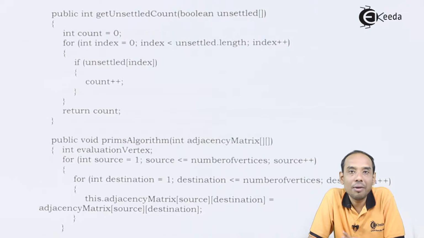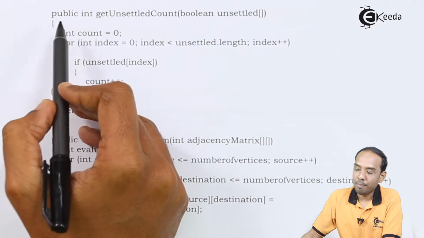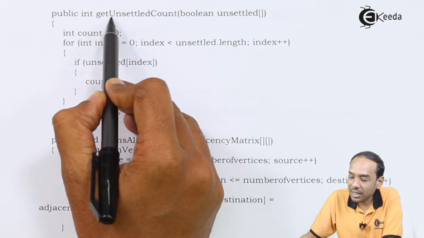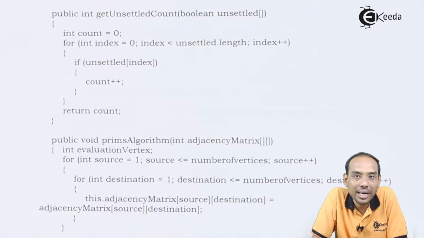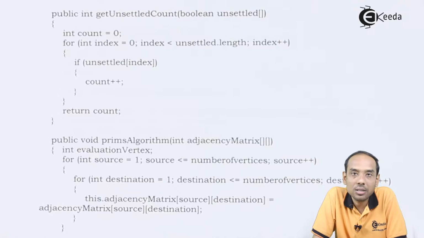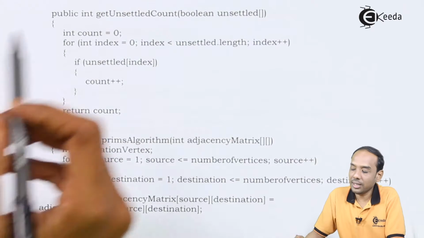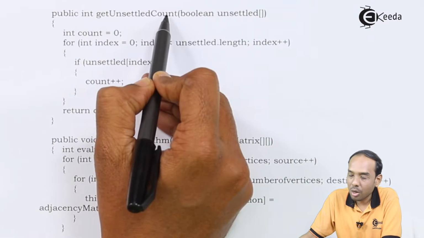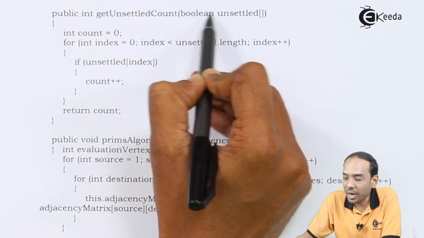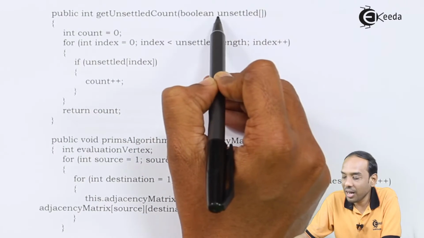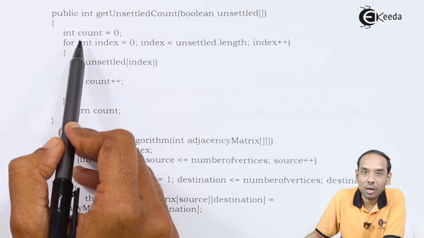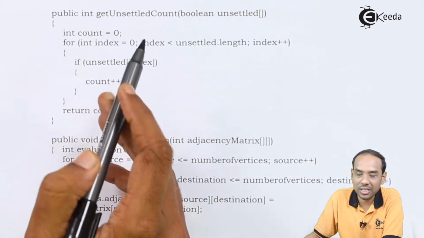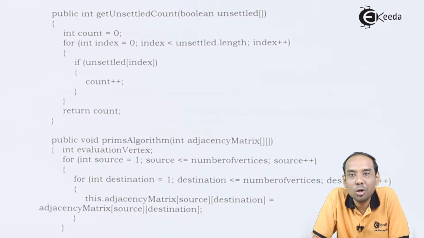It is very important to have the count. Let us begin with the topic. We write down public int get unsettled count. As the function name suggests, we are going to try to get the unsettled vertices count. So we write down the function as get unsettled count with the parameter as boolean unsettled array. So we have the unsettled array of the type boolean. Then we write down the count variable as count equal to 0. So our starting value is going to be 0.